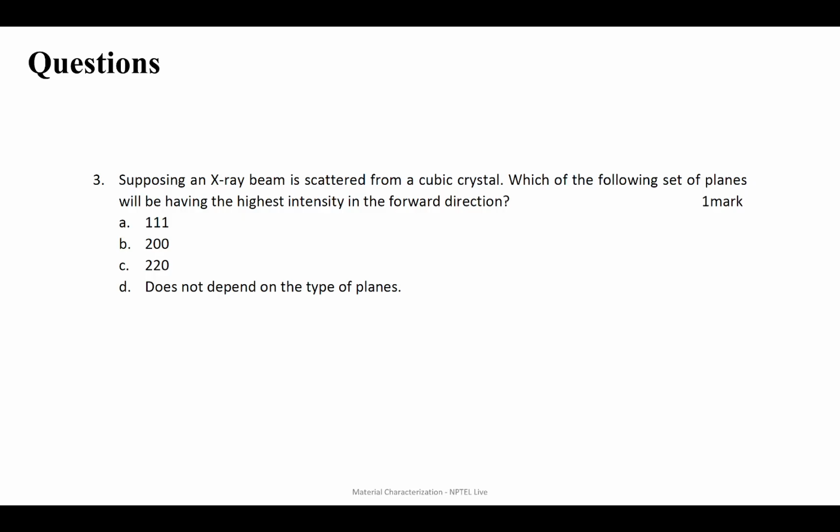Suppose an X-ray beam is scattered from a cubic crystal. Which of the following sets of planes will be having the highest intensity in the forward direction? 111, 200, 220, does not depend on the type of planes.